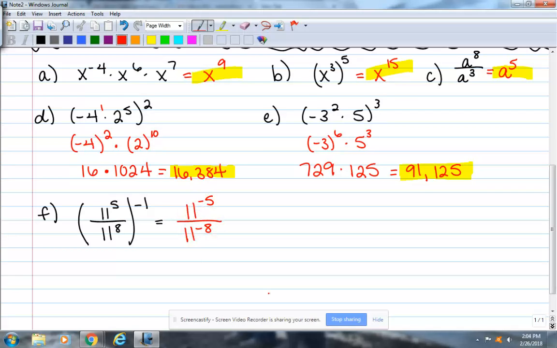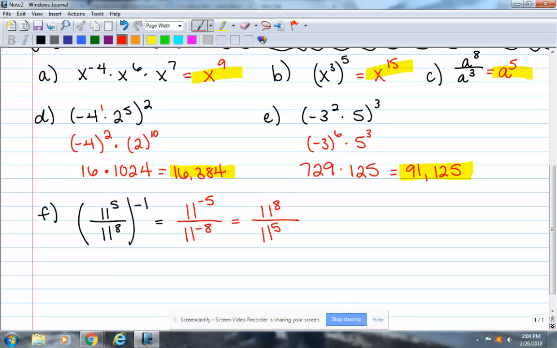Now look back at your properties. What does it say you're supposed to do with negative exponents? Move it to the other part of the fraction. When you do, you make it a positive. So this 11 to the -5 needs to go to the bottom and change to 11 to the +5. And this 11 to the -8 needs to come up to the numerator and become 11 to the +8.